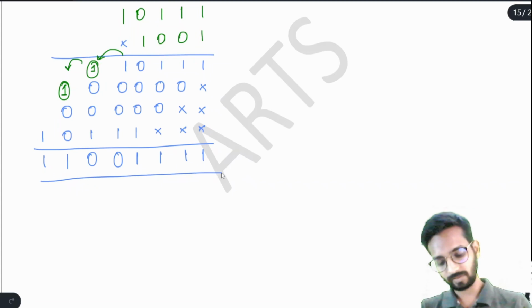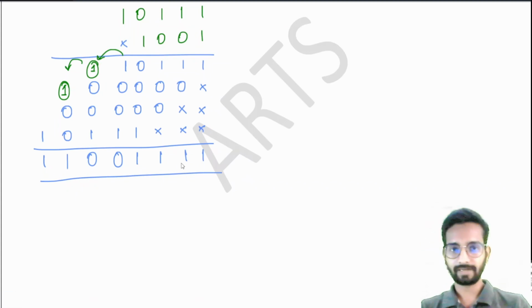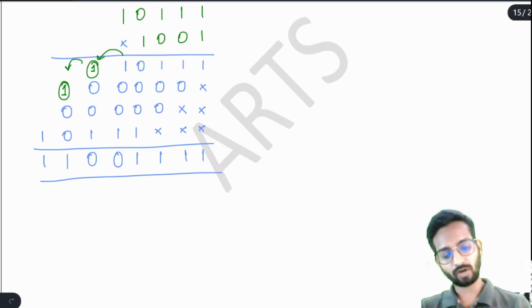So our answer will be 110011111. Simple enough. Now how will we check? We have to convert the number into the decimal system. Be very, very careful.